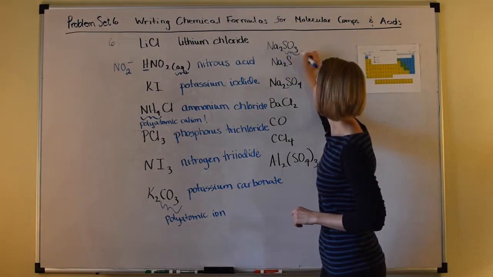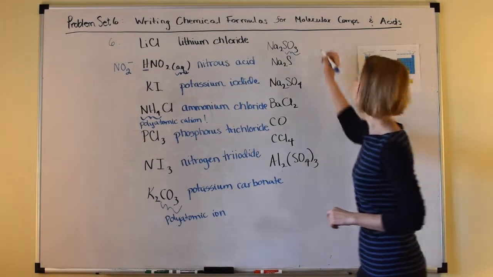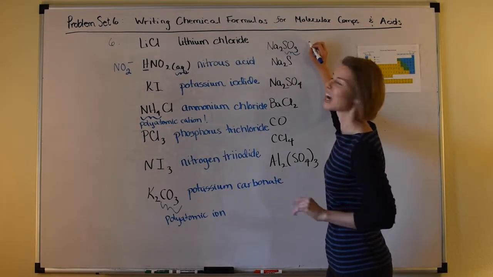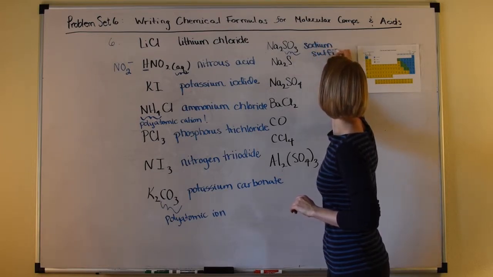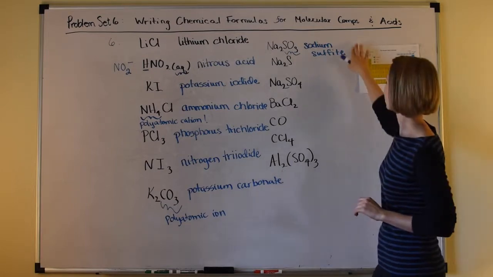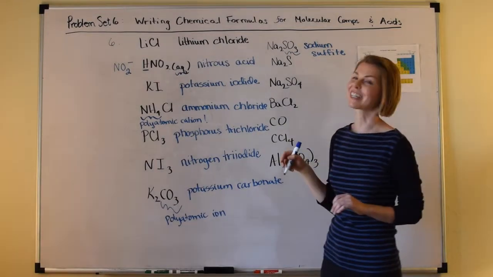All right, going up to the second column here, we've got sodium, which is a metal, and we've got the polyatomic anion sulfite. So this is an ionic compound, so we're going to name it as sodium sulfite. Okay, trying to squeeze it in there because I want to keep my periodic table up.